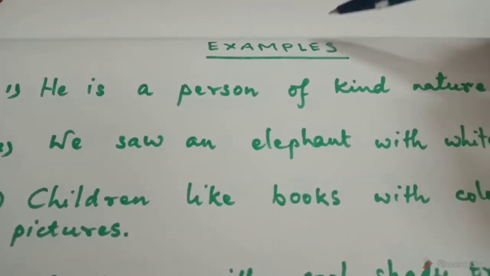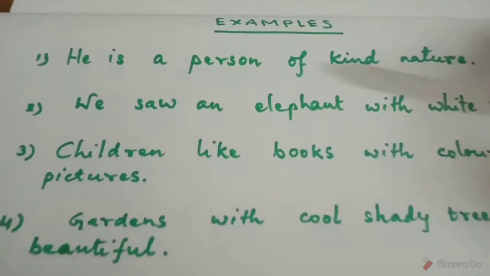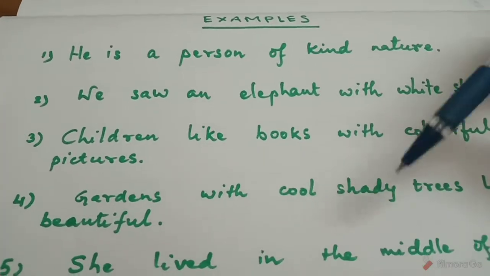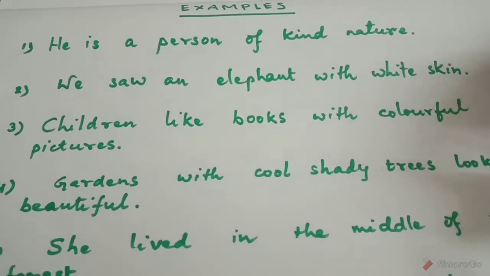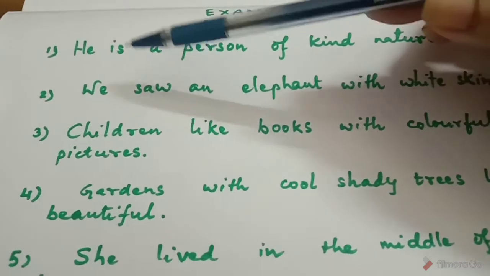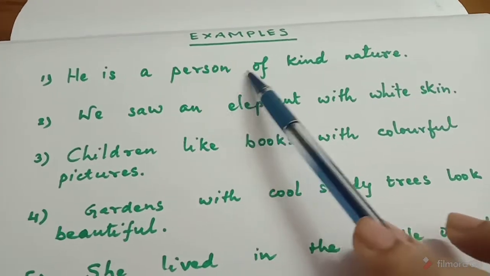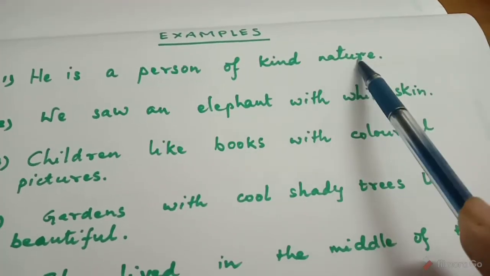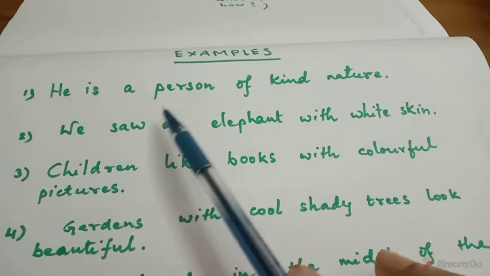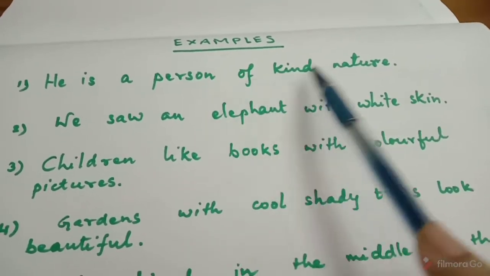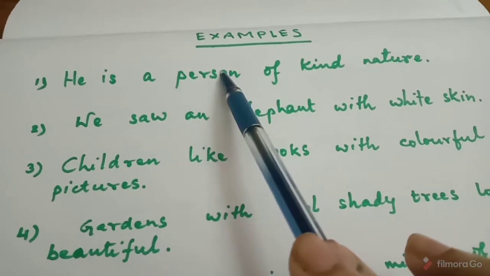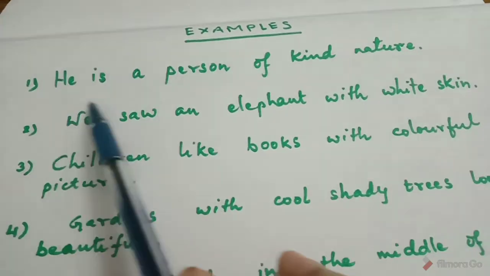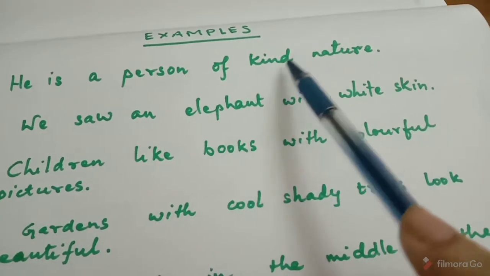So let's get started with some examples of phrases. Let's find out adjective phrases or adverb phrases or noun phrases. Let's see how many we can solve. So first one: he is a person of kind nature. He is a person of kind nature. So first find out the phrase. How do you find out the phrase now? See, he is a person. This is a complete part of the sentence, so this is not the phrase. Of kind nature.